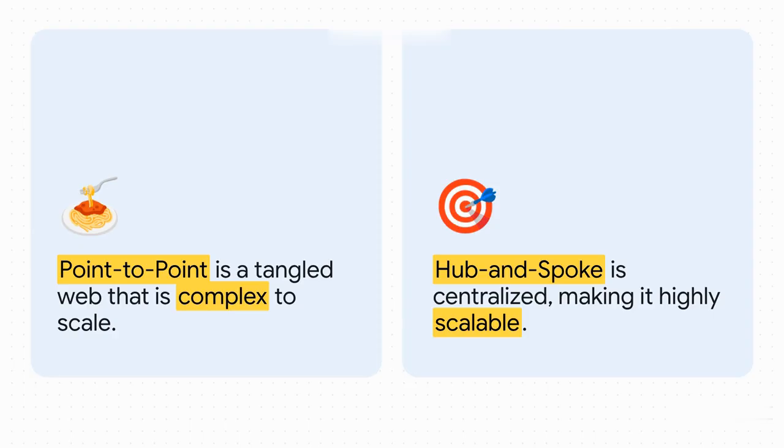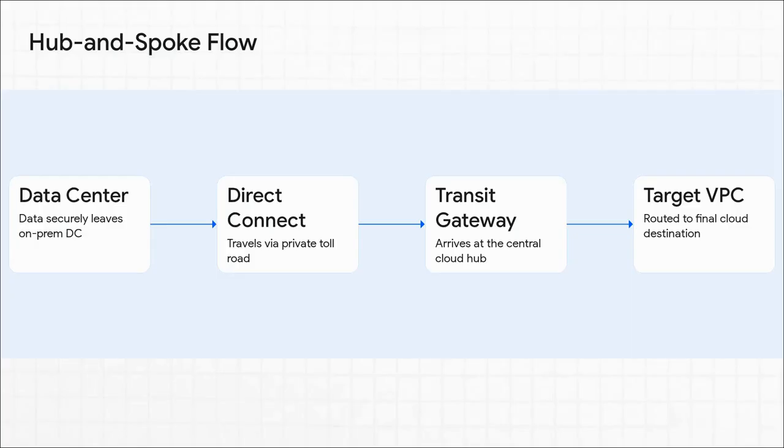But by dropping a transit gateway right in the middle, you create a hub-and-spoke topology. This instantly centralizes your network, radically simplifies your management overhead, and, most importantly, it makes the whole shebang highly scalable. Need to expand? You just attach a new VPC to the hub, update a few route tables, and boom, you're done. Let's actually trace your data's journey in this hub-and-spoke scenario, just to make it concrete.